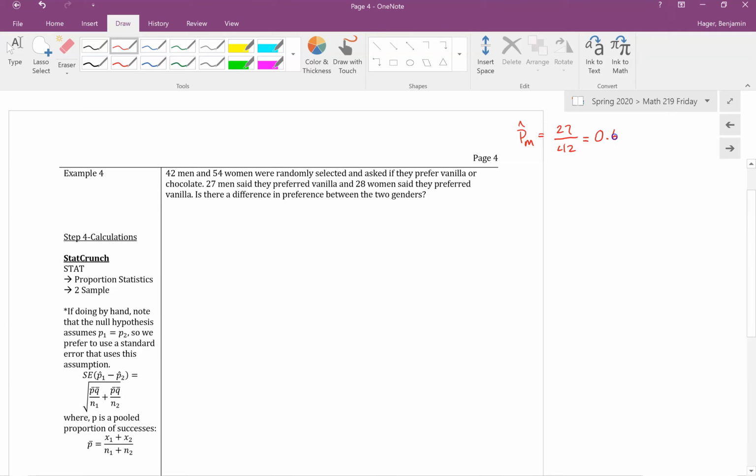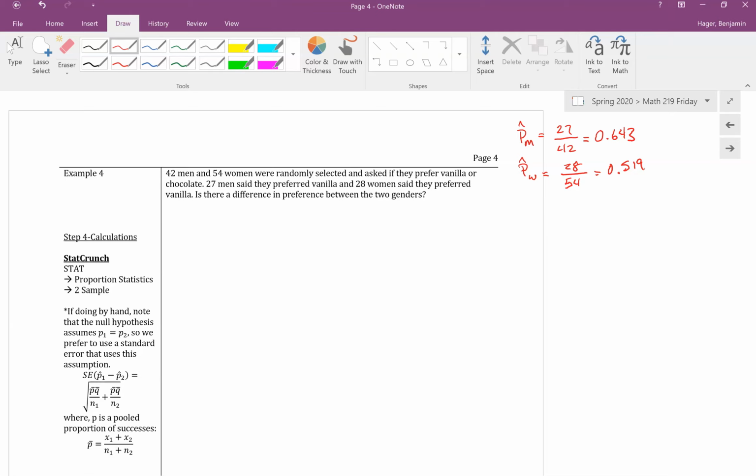0.643 if I round it. The percentage from our sample of women that prefer vanilla, well, there were 54 women asked. 28 said they do. 0.519 if I round it. Okay, so there's my sample proportions for men and women that prefer vanilla.